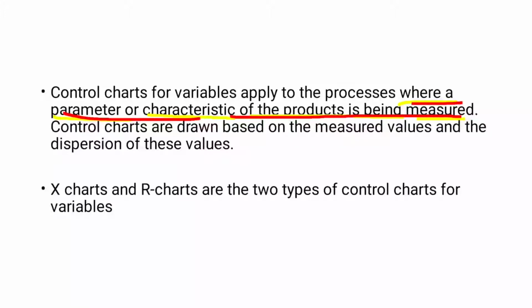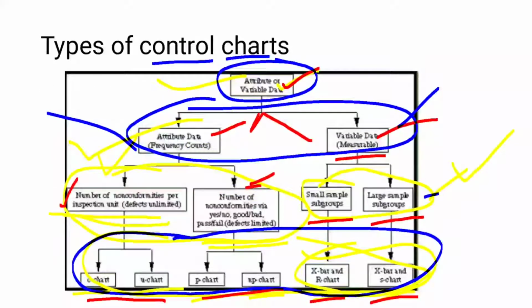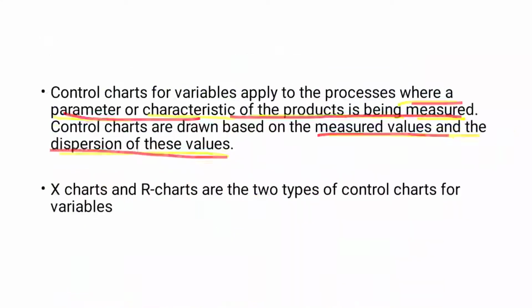Then the control charts are drawn based on the measured value and the dispersion of their value. See, now how are they drawn? They are drawn with the help of measured value and the dispersion of this value. So in this table, as I have shown you, control variable, small sample subgroup and large sample subgroup, but these are measurables. So this is where we can use the control charts for variable. This is the reason, as mentioned here.